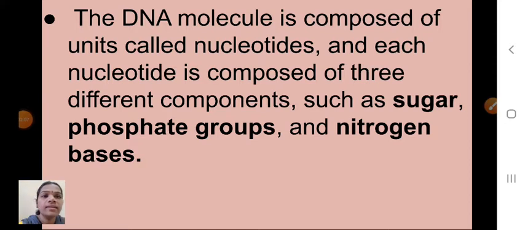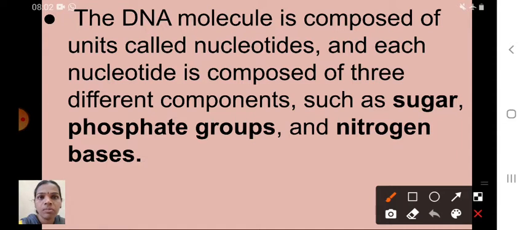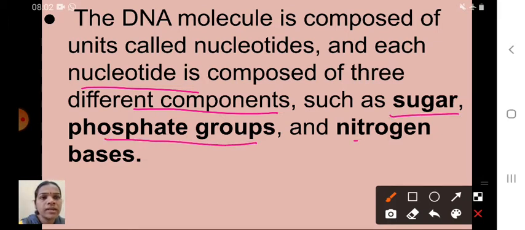See here children, the DNA is composed of units called what? Nucleotides. And each nucleotide is composed of 3 different components. That nucleic acid, that means DNA, is made up of a small unit, the nucleotide. That nucleotide is composed of 3 different components: sugar, phosphate groups and nitrogen bases. So nucleotides are made up of different components, that is sugar, phosphate groups and nitrogen base.